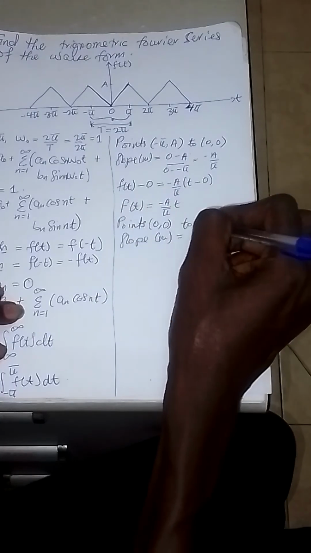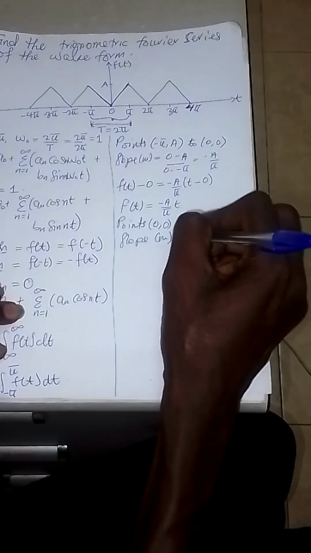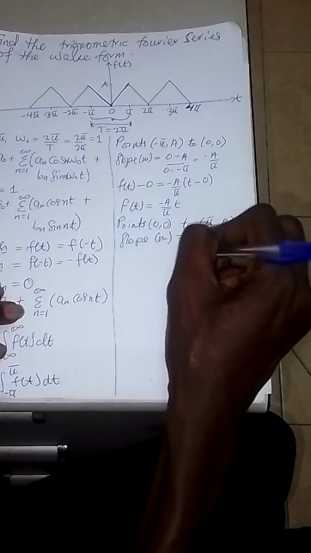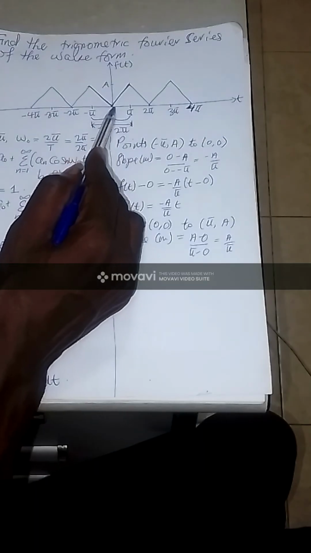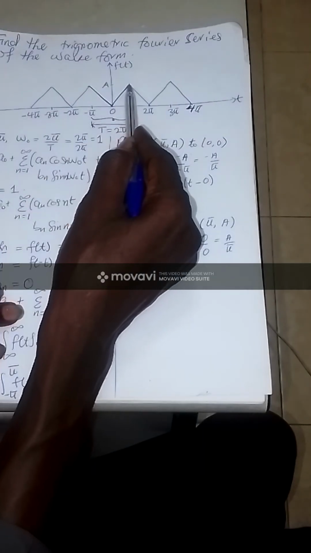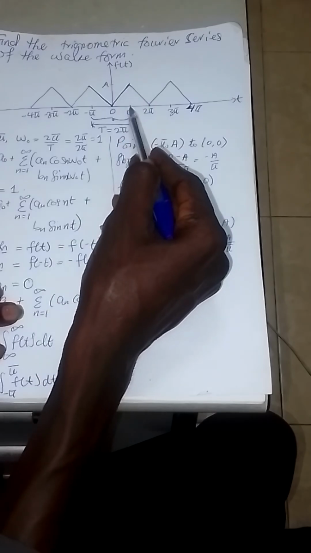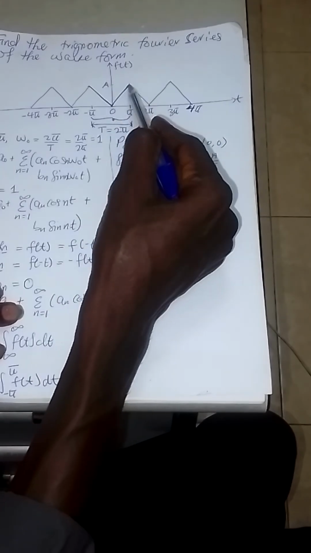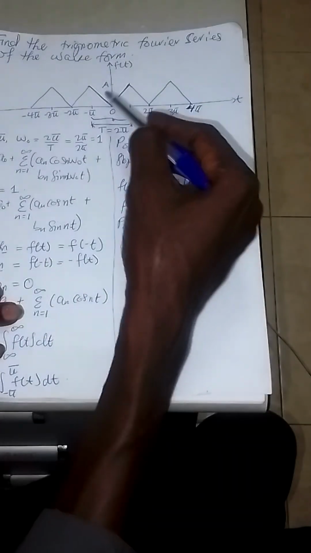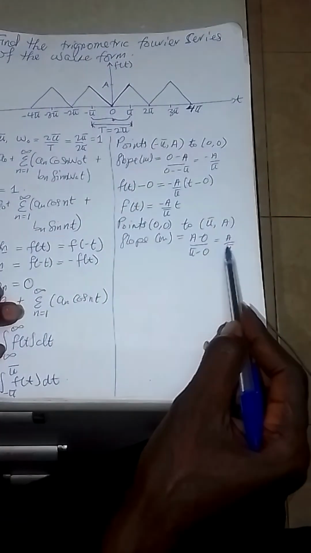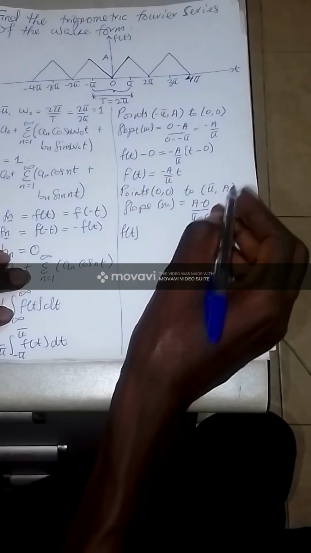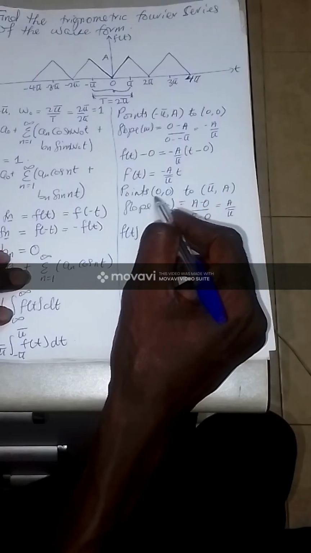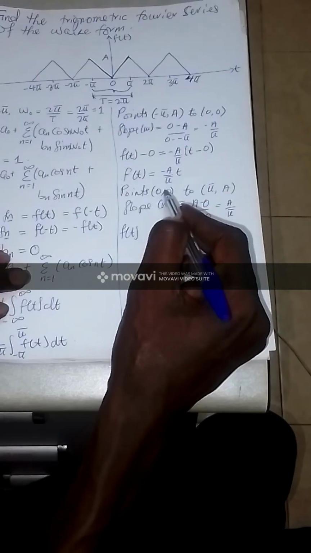equal to A minus 0 over pi minus 0, which is A over pi. It makes sense because the line is ascending from 0, 0 to pi, A. This point is pi, A, because it's pi and then A. So the line is ascending, so the slope will be positive. So we got a positive slope, which is correct. Now the equation is what? f of t. You can take either pi, A or 0, 0. It's better to take 0, 0 because it makes our equation simpler.